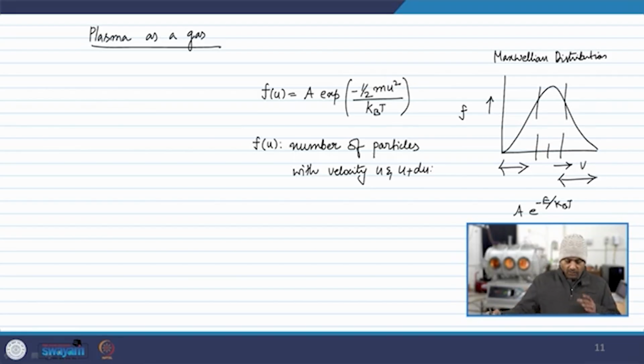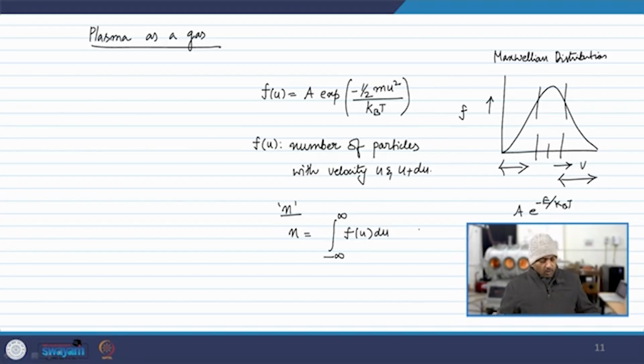Now, if you want to find out the density, the number of particles per unit volume, let us say you are interested to find out what is n, then obviously what you have to do is you take n is equal to the integral from minus infinity to infinity of f of u du. So, you integrate the entire function to find out the total number of particles per unit volume.